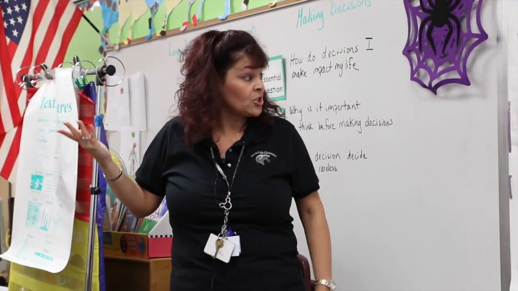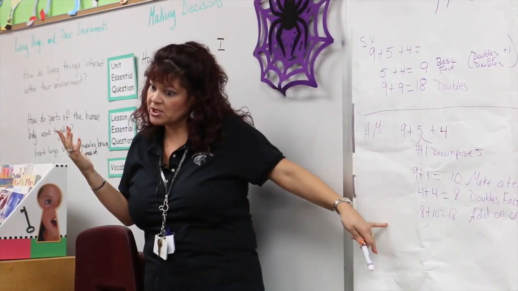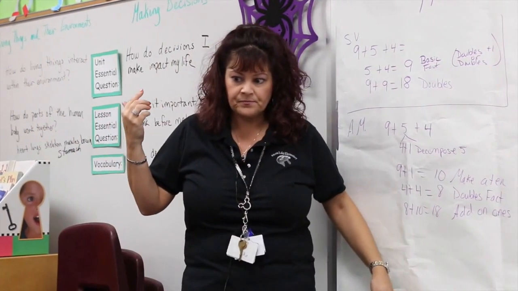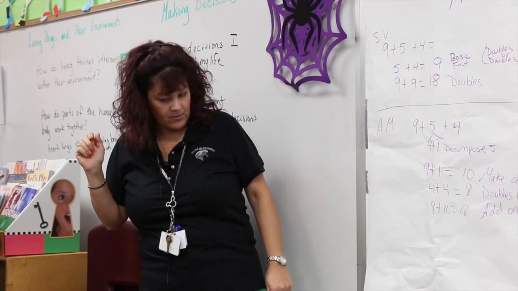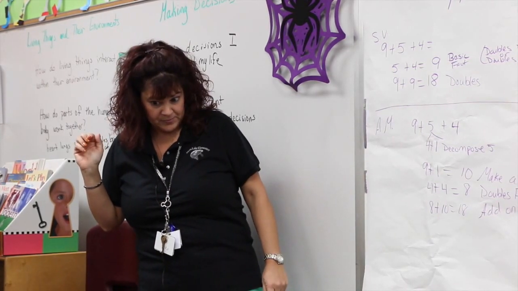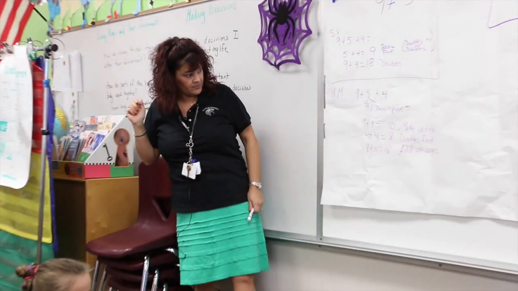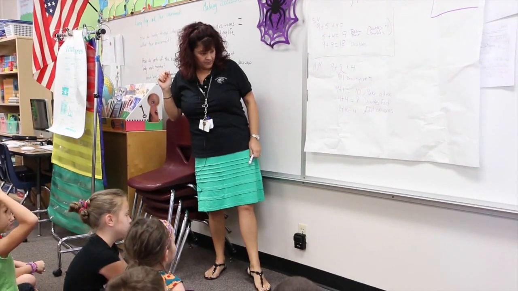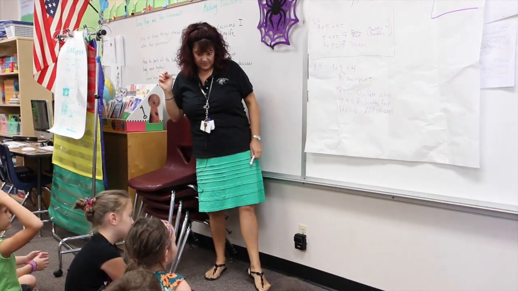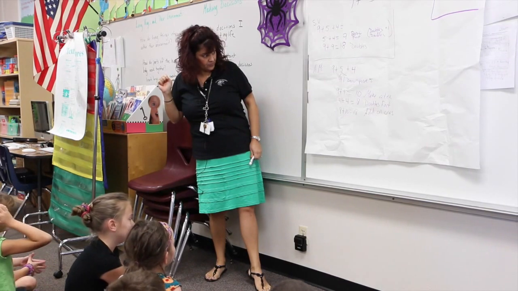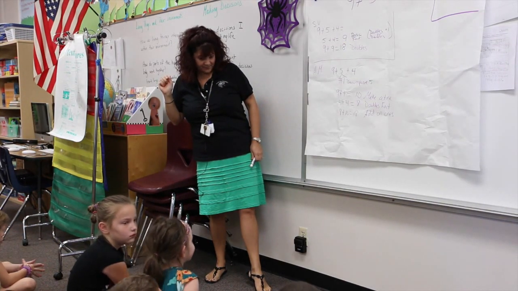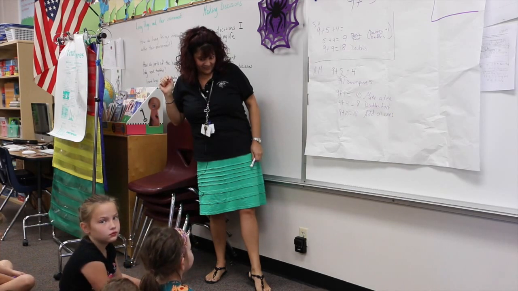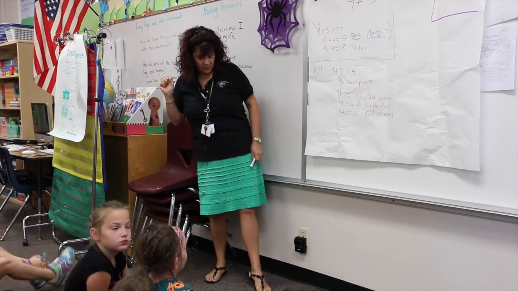So I need a volunteer to share out what steps do we see that Allie took to get to her answer of 18. Annabelle. She decomposed the 5 into 4 and 1, and she did 9 plus 1 equals 10 to make a 10, and she did 4 plus 4 equals 8, it's a double fact, and 8 plus 10 equals 18, add on 1.